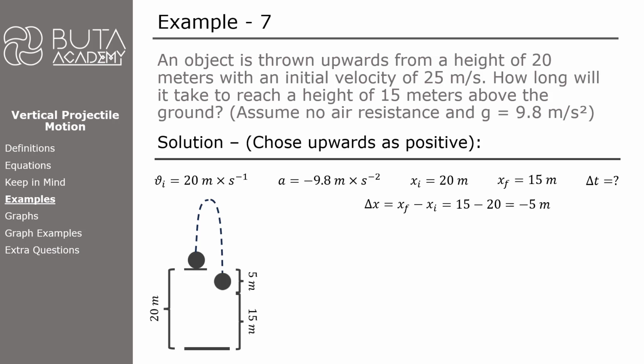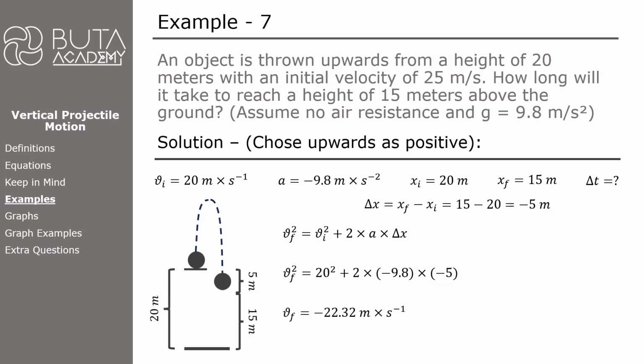We know from the previous video, if displacement and initial velocity are given, and we have to calculate the time, it's better to solve this question in two steps. First, we calculate the final velocity by using the formula v final squared is equal to v initial squared plus 2 times a times displacement. We can substitute initial velocity as 20 meters per second, acceleration is negative 9.8 meters per second square, and the displacement is minus 5 meters. Final velocity is negative 22.32 meters per second.